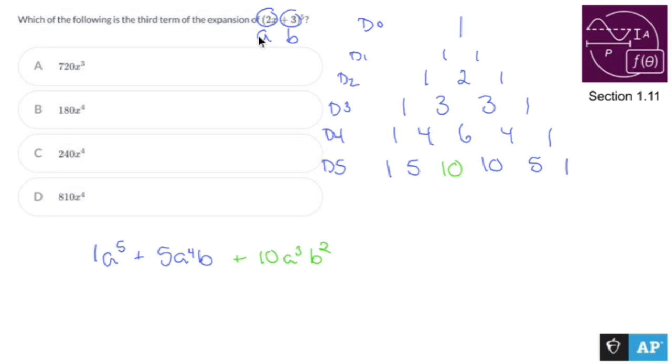Since I already labeled A as 2x, I'm going to replace A with 2x. And since I have B as 3, that's going to be 3 squared. So 10 times 2 times 2 times 2 times x times x times x times 3 squared becomes that. And then you get 80 times 9, which is 720, times x to the third, which gives me A.